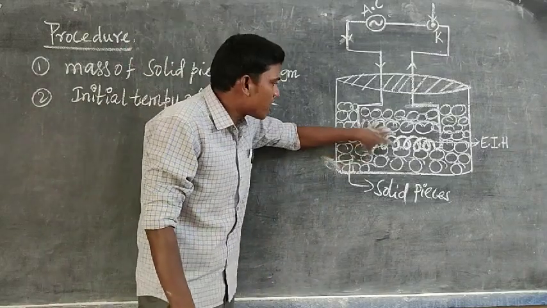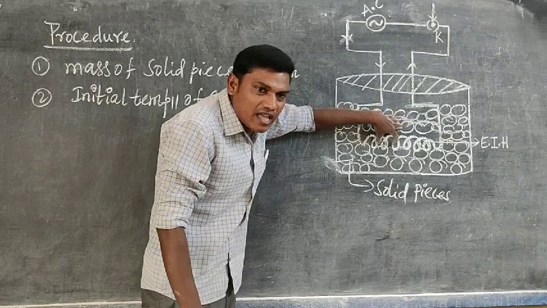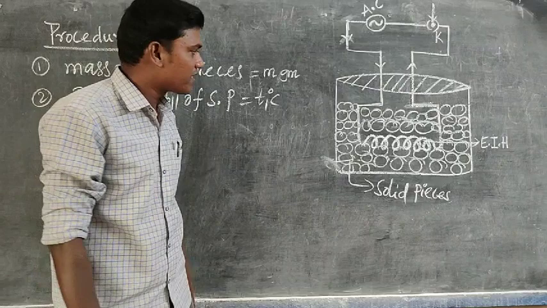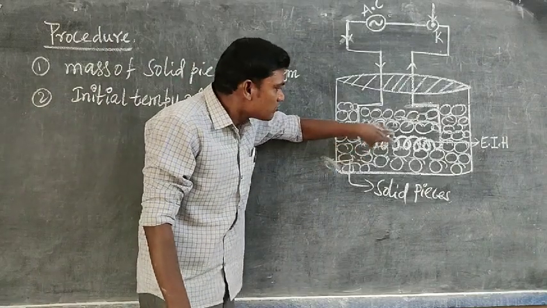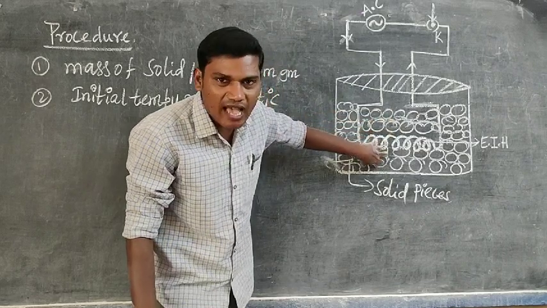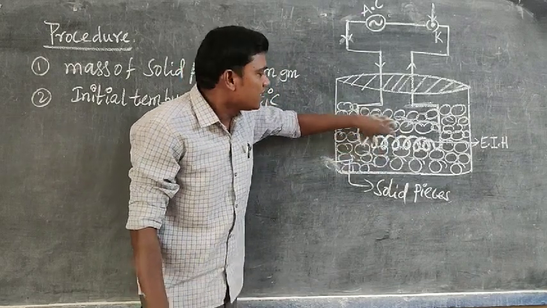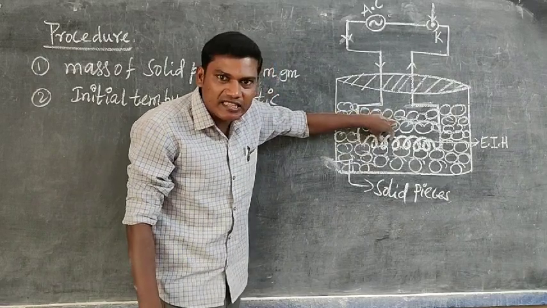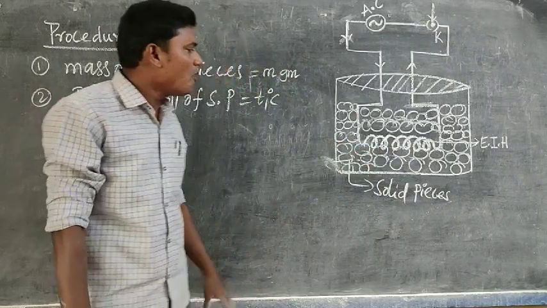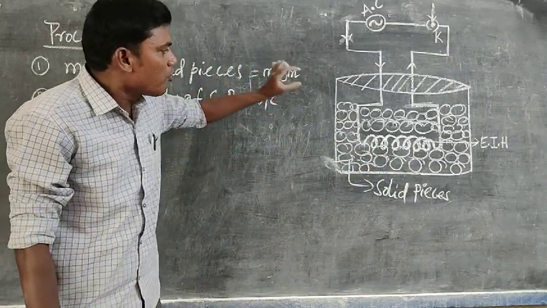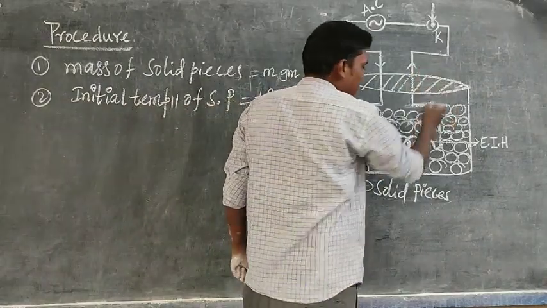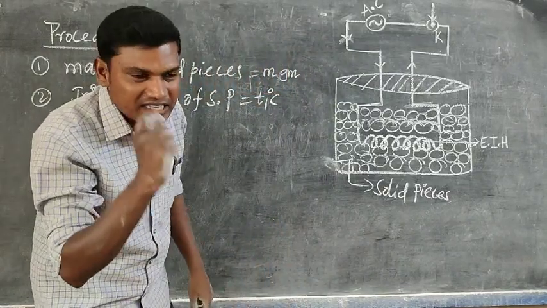Due to that, the heat energy released from the heater is absorbed by the solid pieces. In this concept, which is the hot body? The heater is the hot body, and the solid pieces act as the cold body. So the heat energy is produced by the heater, and that heat energy will be taken by the solid pieces. Now we allow the current up to a certain time, and later we place a thermometer in it and measure the temperature.